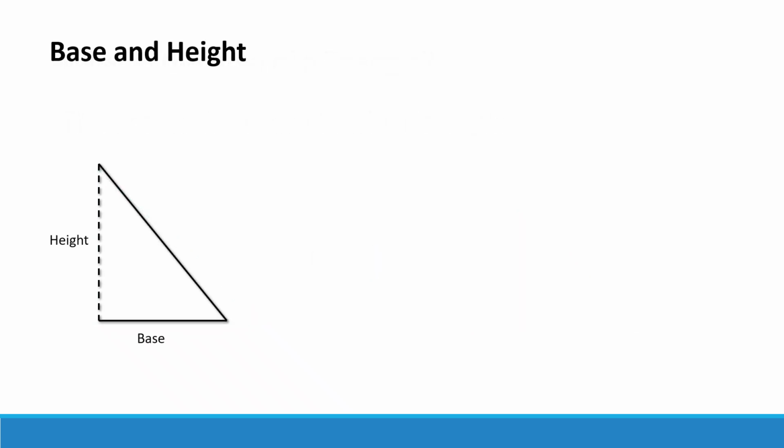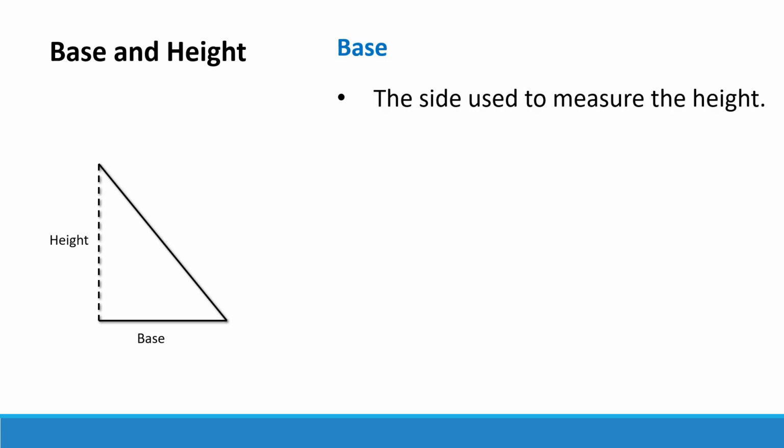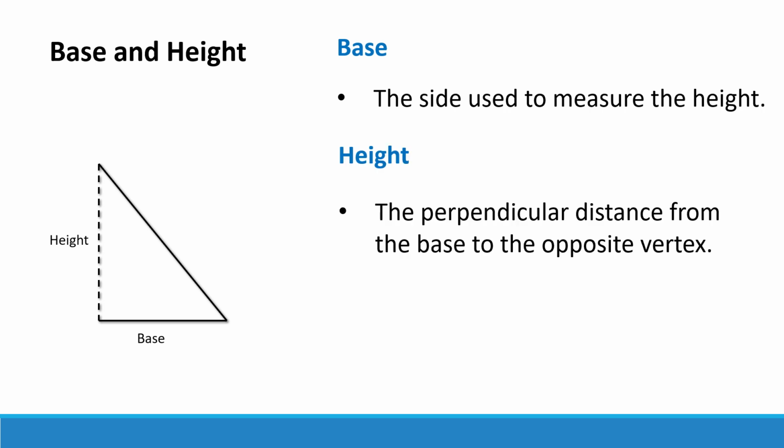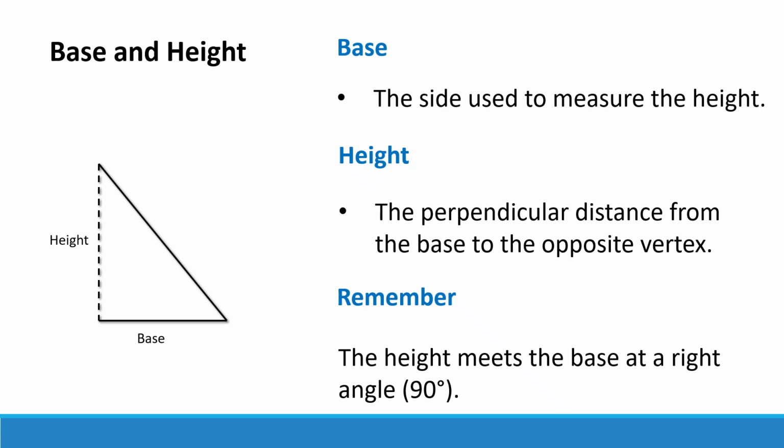Before we find the area of a triangle, we need to understand two important parts, the base and the height. The base is the side used to measure the height. The height is the perpendicular distance from the base to the opposite vertex. Remember, the height always meets the base at a right angle or 90 degrees.